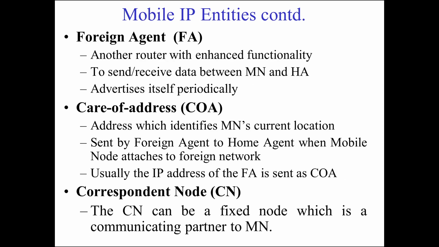The third term is foreign agent. As I said, each network will have an agent. Foreign network means, for a mobile node, a newly visited network. There also an agent will be available, called a foreign agent, whose job is receiving and sending data between the mobile node and the home agent, because the mobile node has moved from the home network to the foreign network. In such a time, the foreign agent will help the mobile node to send data and to receive whatever data is coming for the mobile node.